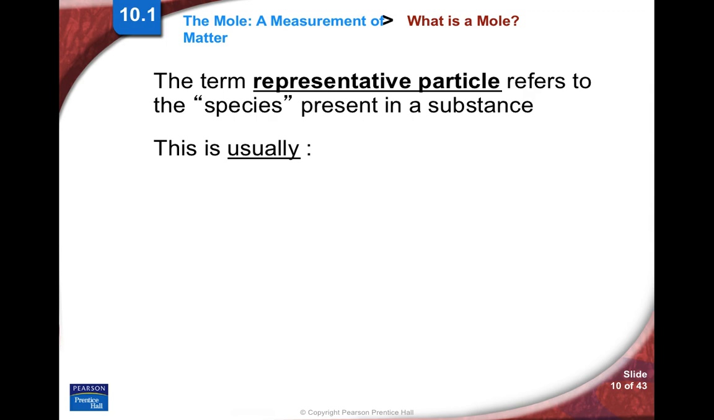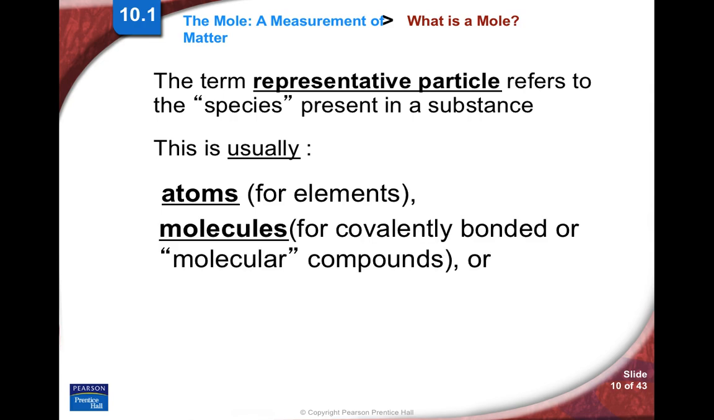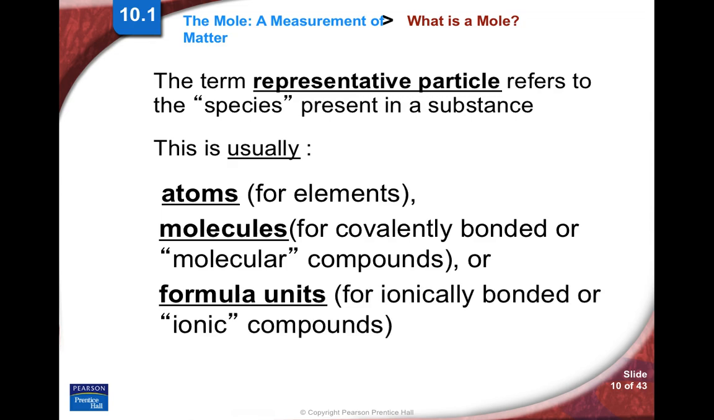Let's go back to that representative particles term. Most of the time when we're talking about elements, we're talking about atoms. Okay? Not all elements. Remember, there's lots of diatomic ones and octatomic ones and all sorts of weird things, but most elements run around as individual atoms. Then molecules. That term is supposed to just be used for our covalently bonded compounds. Formula units is the term we're supposed to use for ionic compounds. Honestly, I don't have any problem with you using those two interchangeably, but just a heads up.